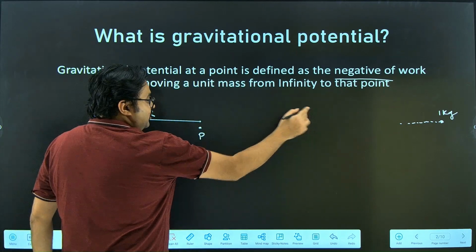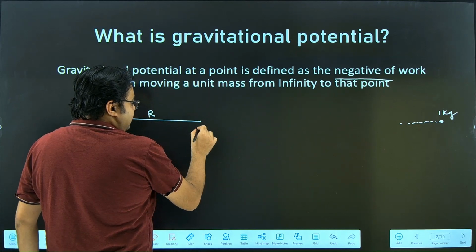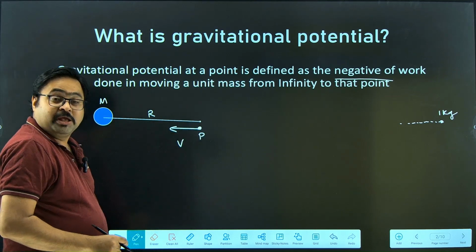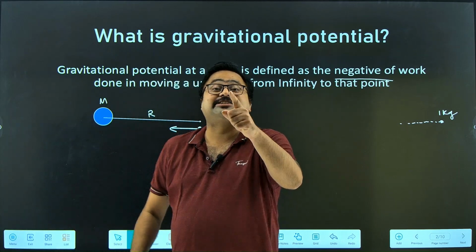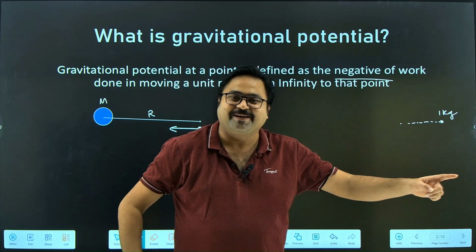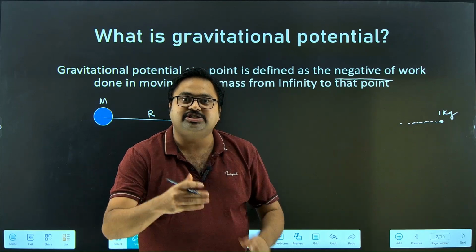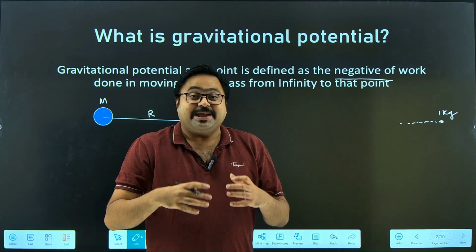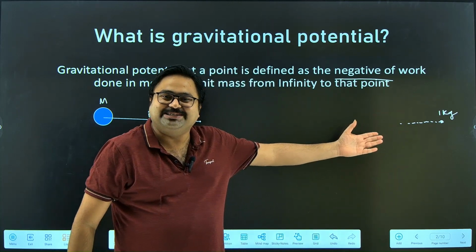So the body, which is 1 kg, is now at point P and is moving with some speed V. If it has speed, it has kinetic energy, my dear friends. You all know that kinetic energy is half mv square. Now, where did this kinetic energy come from? This kinetic energy comes because it had gravitational potential energy.